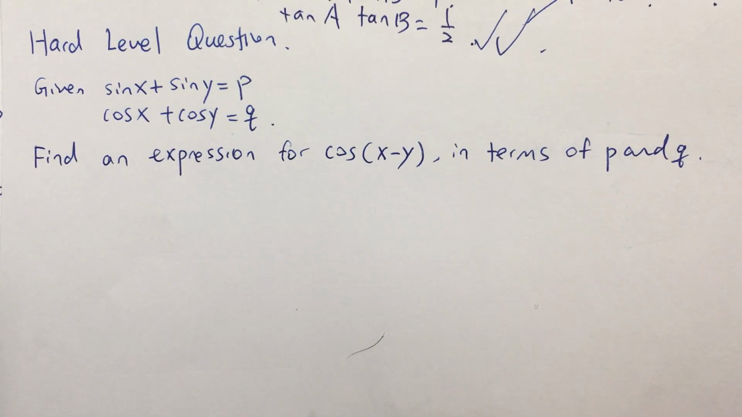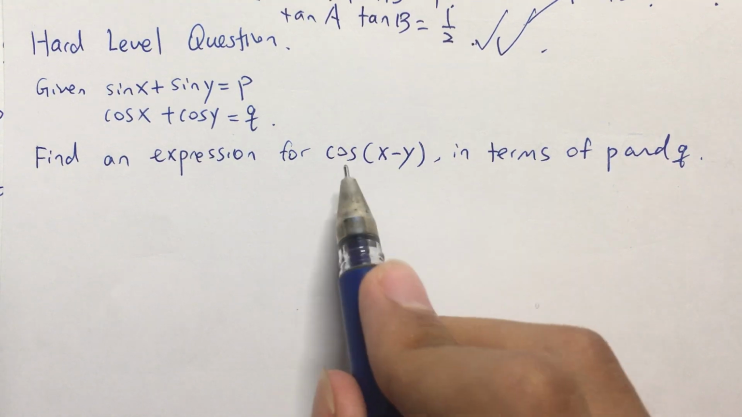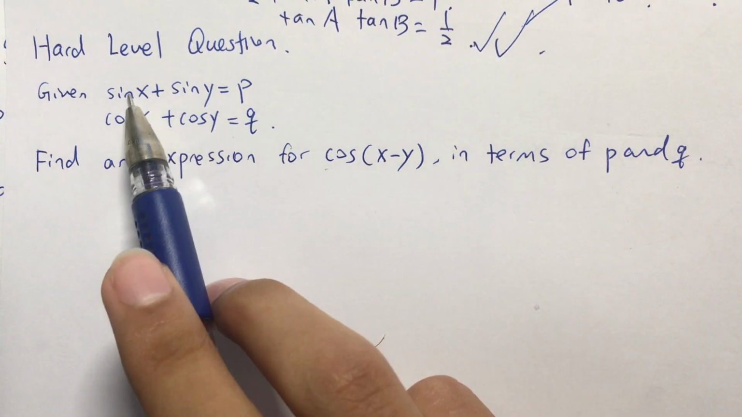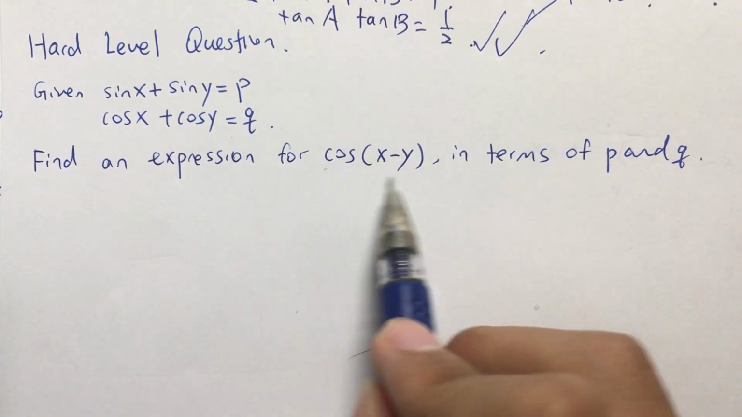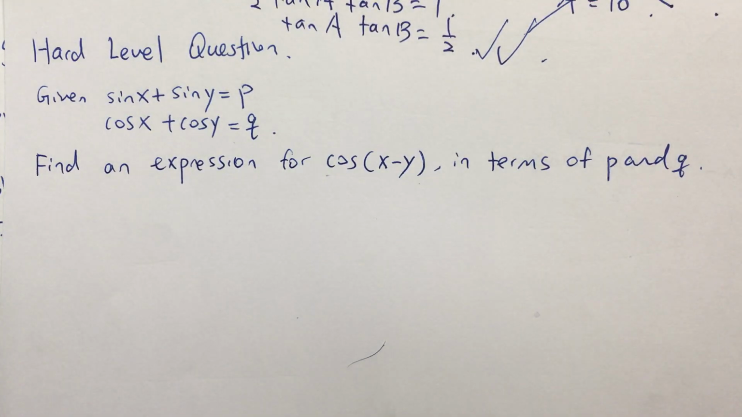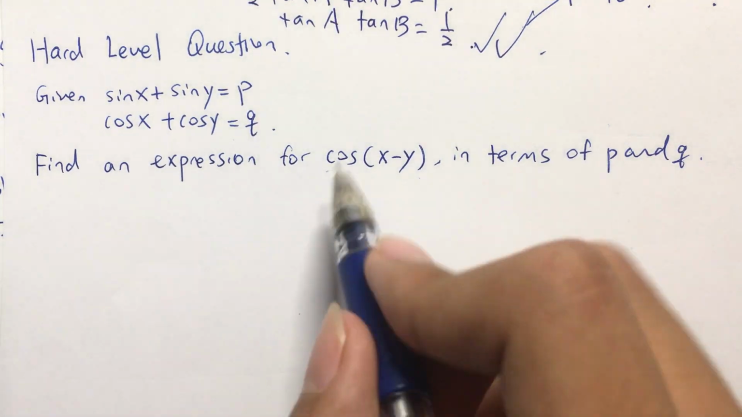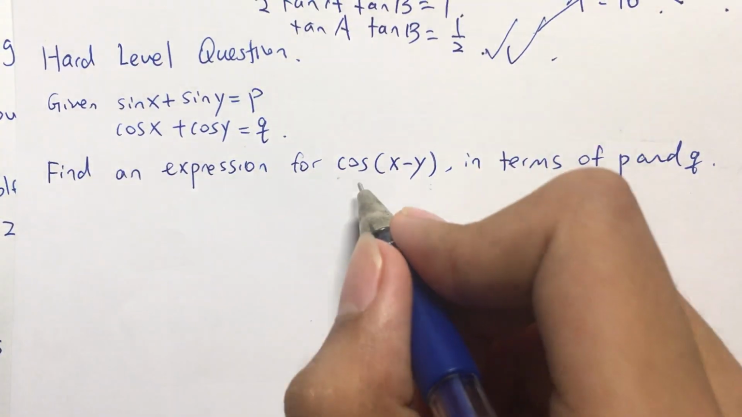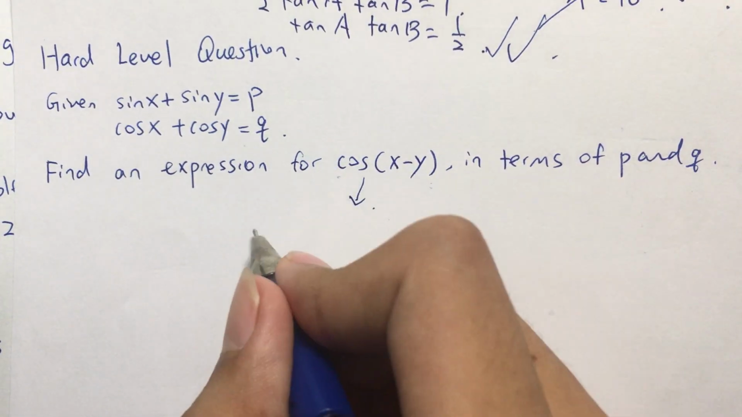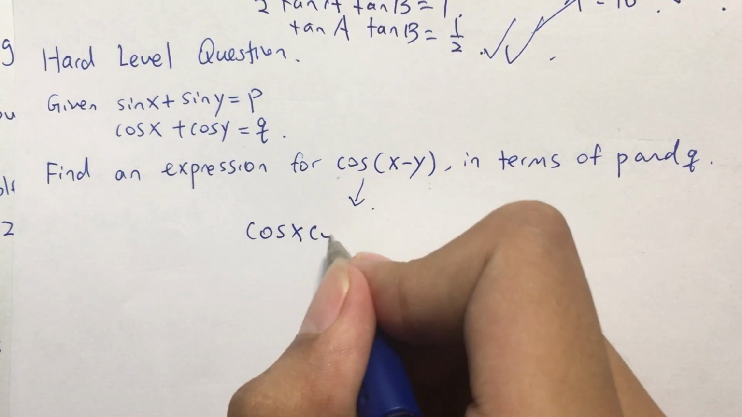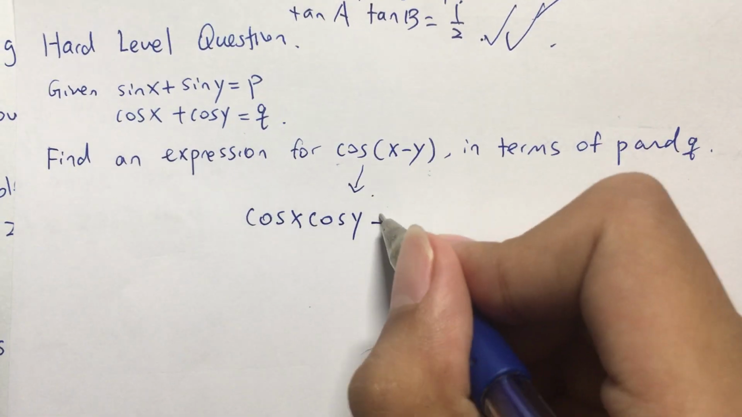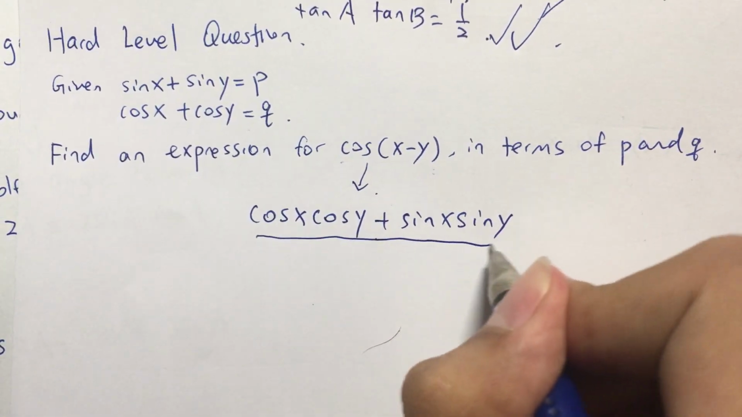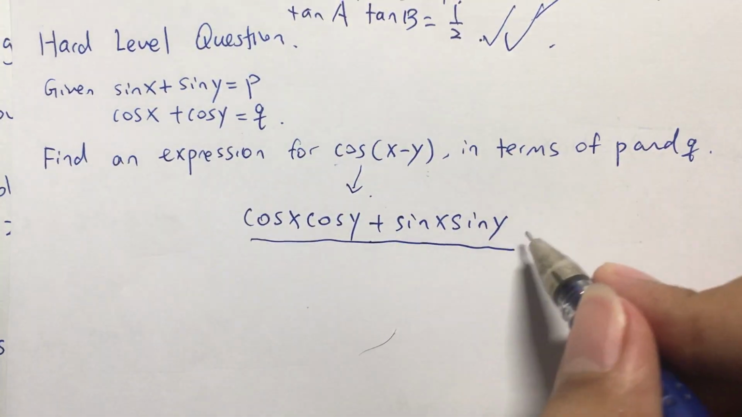The first step, when we saw this cosine x minus y, here is single angle and here is compound angle. So what should we do first step? Of course, we should expand this into single angle as well. So let's expand this, which becomes cosine x cosine y plus sine x sine y. So we want to find this value.